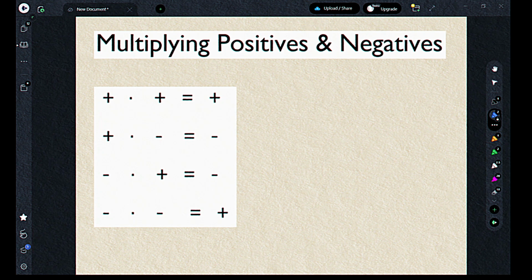We are going to look at some rules for multiplication when we're multiplying positive and negative numbers together. Now I've got a little table right here and I'll explain what this means. But first let me just say this.